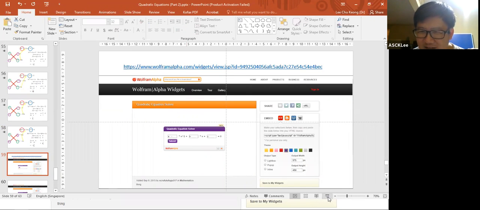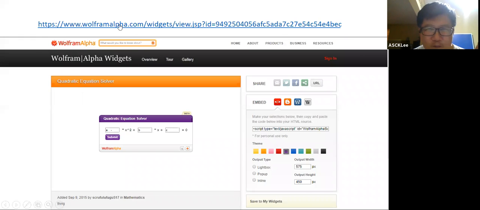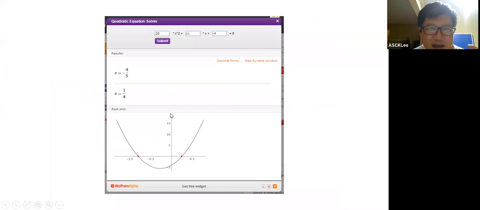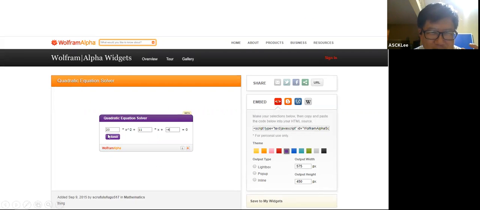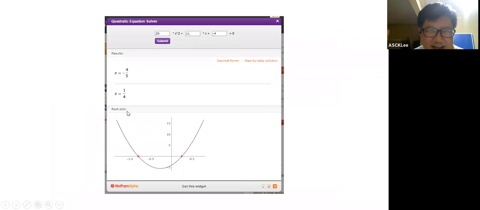So let's just revise this bit. Don't memorize this. How do you get this? Just search for Wolfram quadratic equation solver and you will get to this. Replace your numbers. I have replaced it with 20, you can see the 20 here, the 11 here, the minus 4 here, and click on submit and wait for like 20 seconds and you get your solutions. Note that it doesn't give you your factors. It just gives you your solutions directly. And as a bonus, it gives you your plot. This is minus 4 over 5, it's here, and 1/4 is right there.